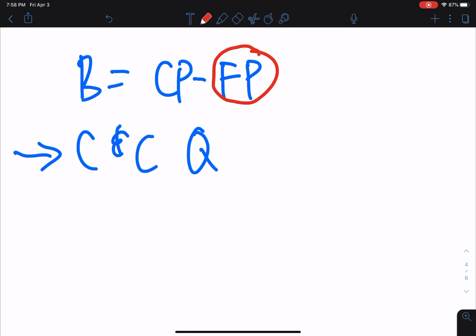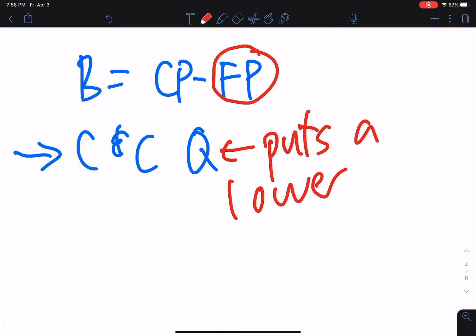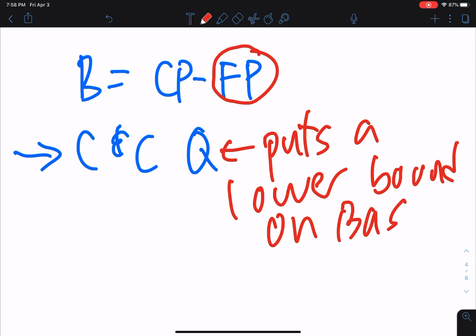So we can say that cash and carry quasi-arbitrage activity effectively puts a lower bound on the basis. It puts a lower bound on the basis. And that's important, okay? That's a very important thing.